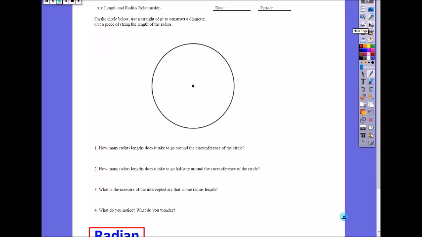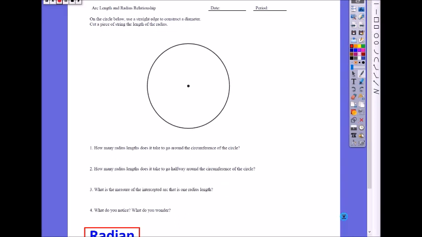We're going to look at the relationship between the length of the radius versus the whole circle. So what I want you to do is draw a diameter on the circle using a straight edge. Can I draw one like this? Just gotta go through the center. Can I draw one like that? Yes, they're all diameters.